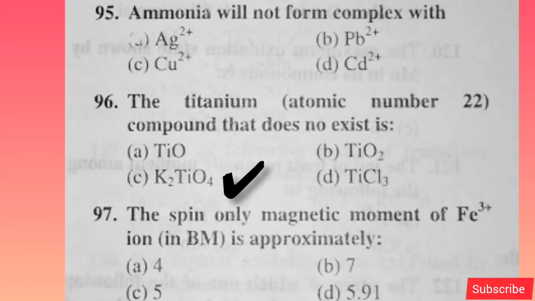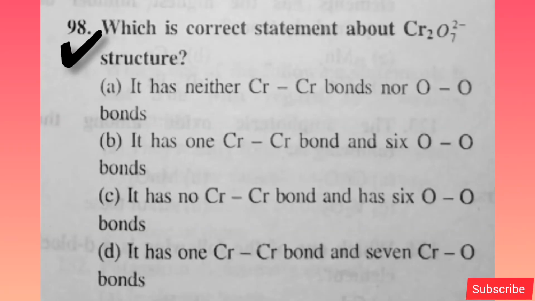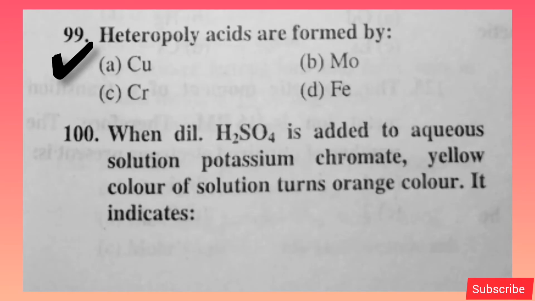Option C is correct. The spin-only magnetic moment of Fe3+ ion in BM is approximately. Option D is correct. Which is correct statement about Cr2O7 2- structure? Option A is correct. Heteropoly acid are formed by.